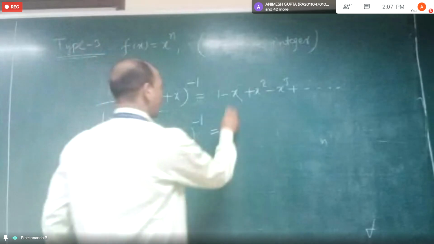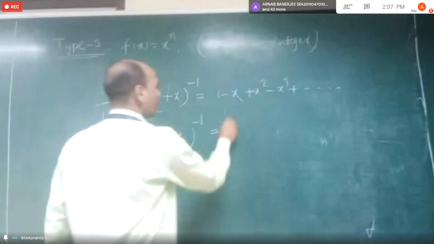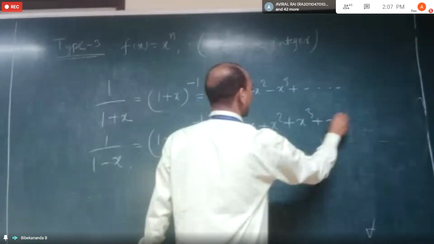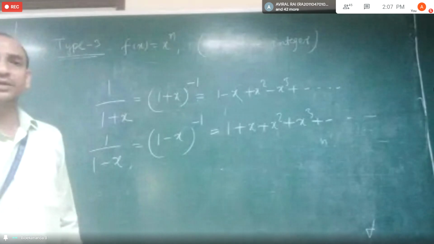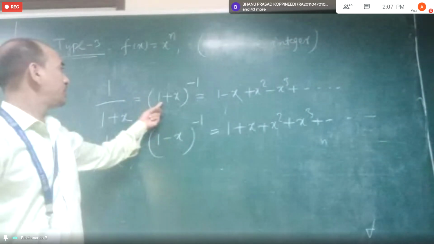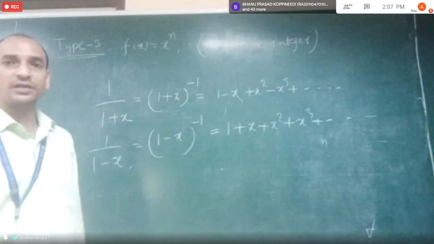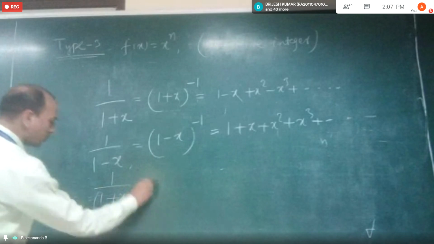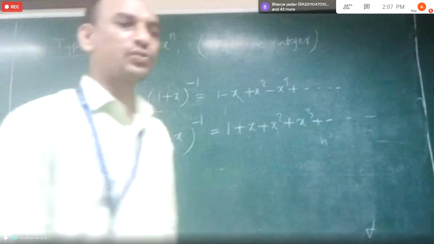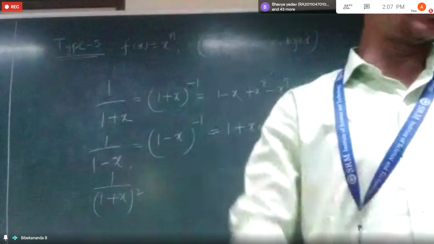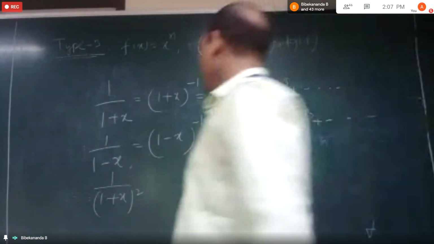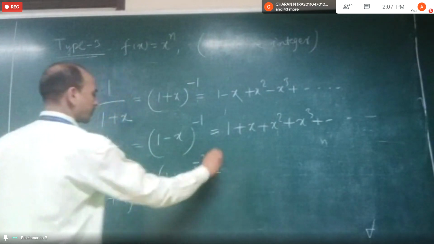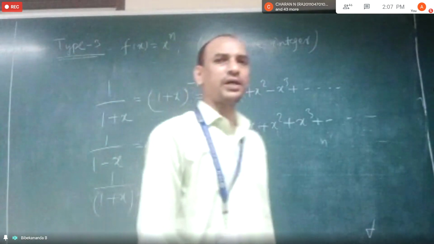And here what will happen? The difference between this and this is only that everything will be positive here. No negative sign will be there. So this is for 1 plus x, and this is for 1 minus x. Similarly, if I have 1 by 1 plus x whole square, we can write it as 1 plus x to the power minus 2.